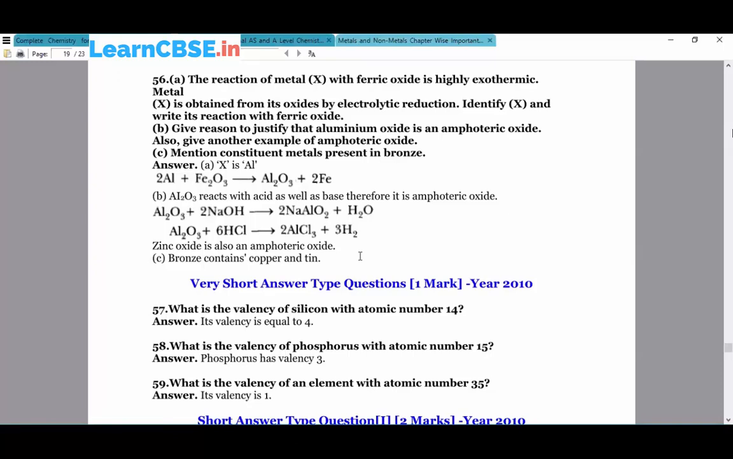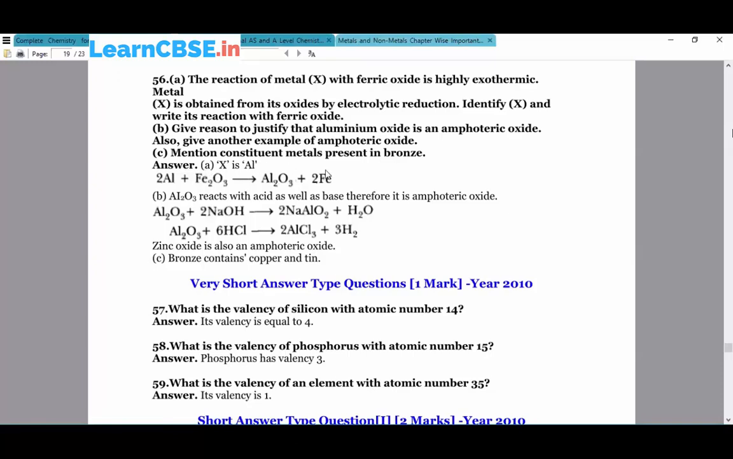Give reason to justify that aluminium oxide is an amphoteric oxide. Also give another example of an amphoteric oxide. An amphoteric oxide is one that can react with an acid as well as a base. So Al2O3 can react with NaOH, which is a base, and forms 2NaAlO2 plus water. At the same time, Al2O3 can also react with hydrochloric acid and forms AlCl3 plus water. Another example of an amphoteric oxide is zinc oxide.